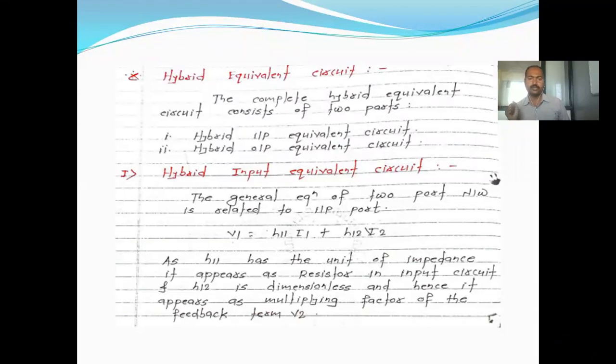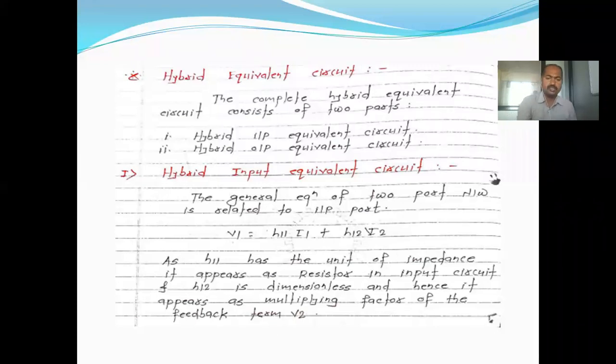So in the hybrid equivalent circuit, the input circuit relates to V1. Why is it related to V1? Because when we calculate the input parameter, it relates to the input voltage V1. So V1 is equal to H11 I1 plus H12 V2. These are the equations of the input parameter, right?